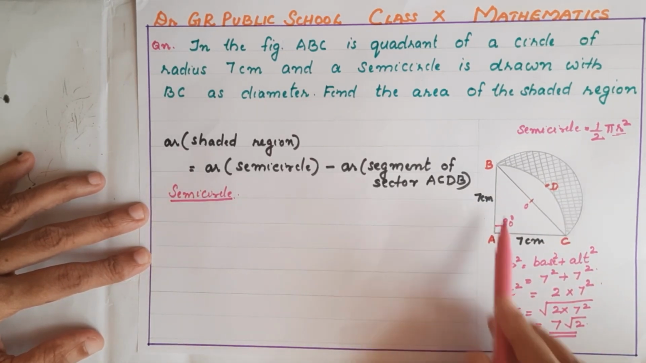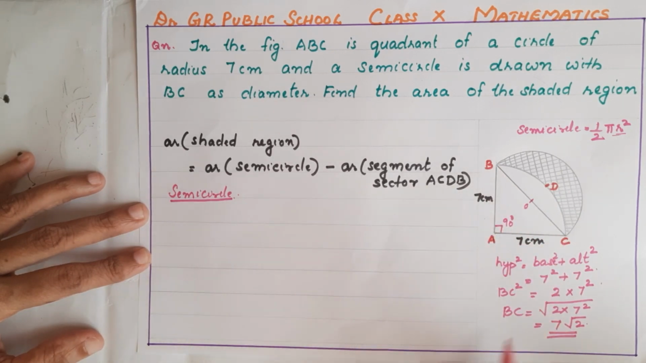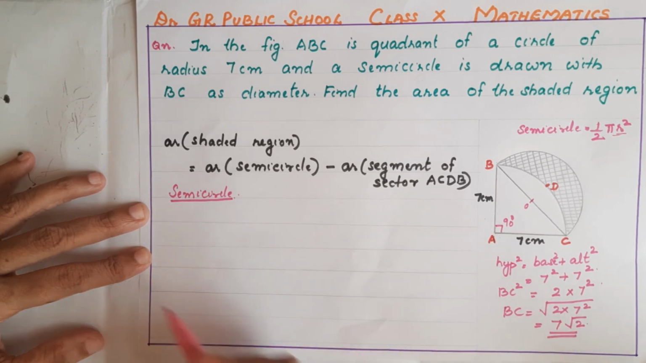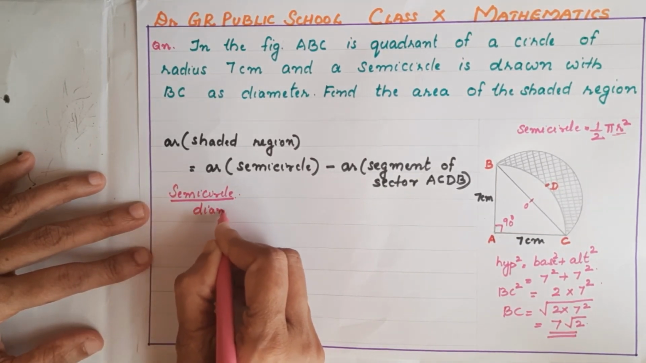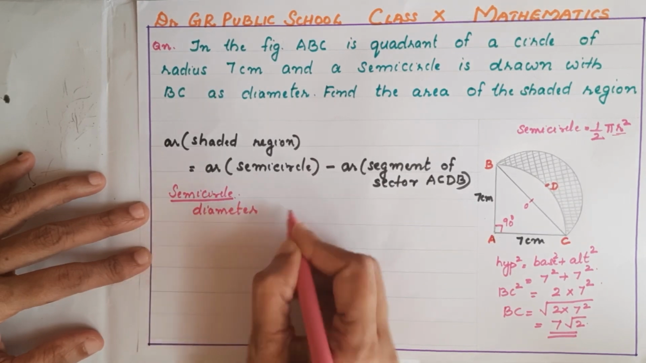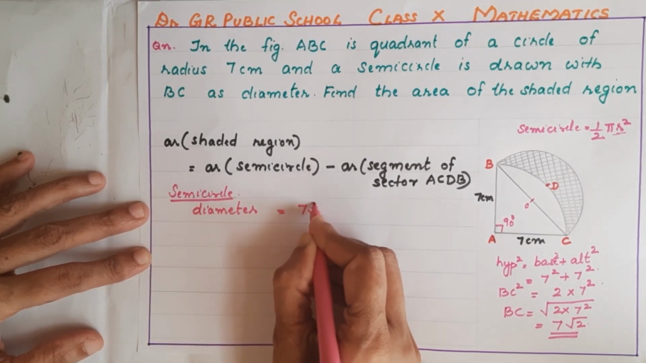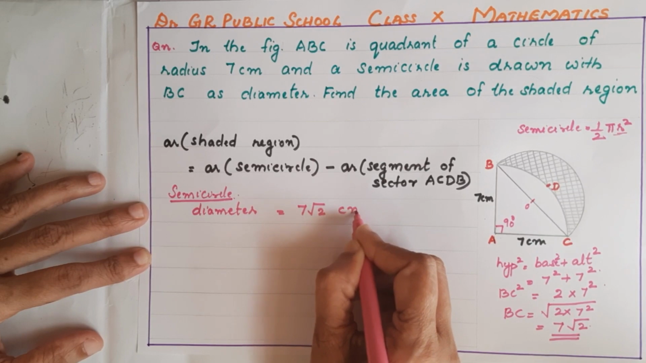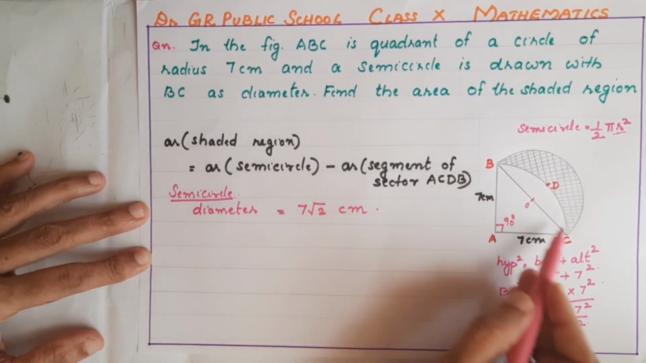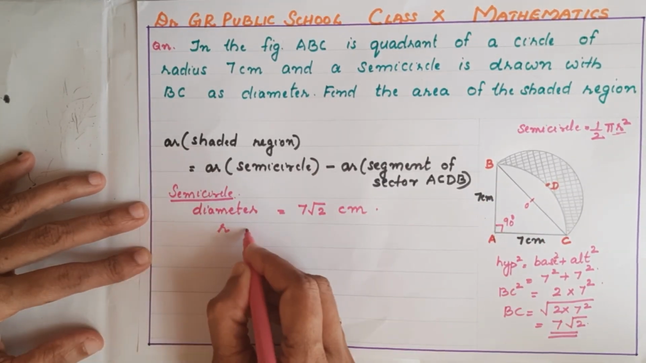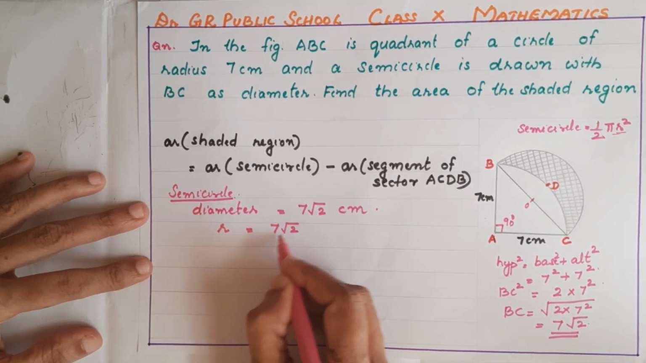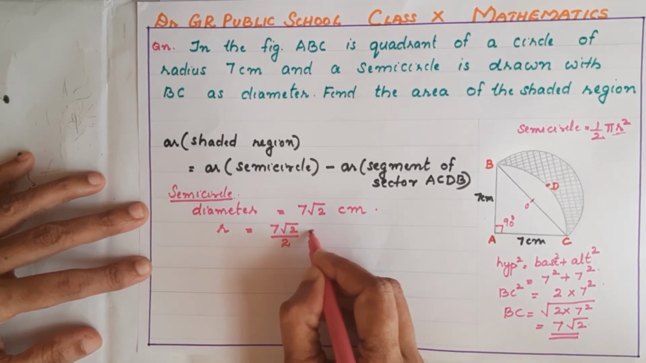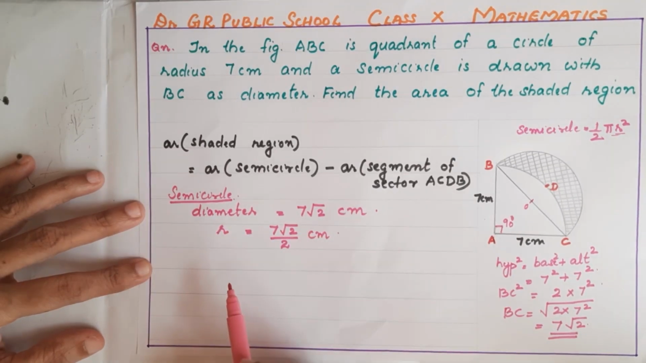Okay. So BC is the diameter. Diameter we got as 7 root 2. So for the semicircle, we got diameter equal to 7 root 2 centimeter. Okay, BC. So what is the radius? R is equal to 7 root 2 by 2 centimeter.